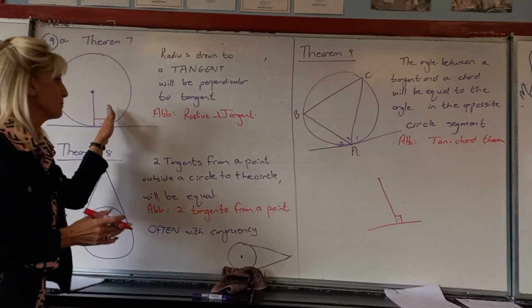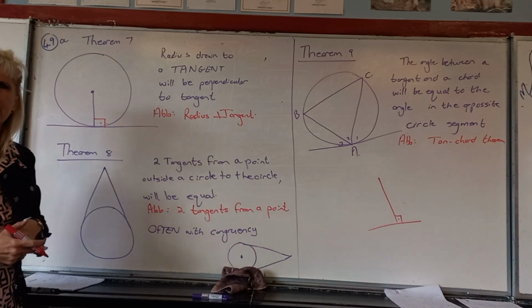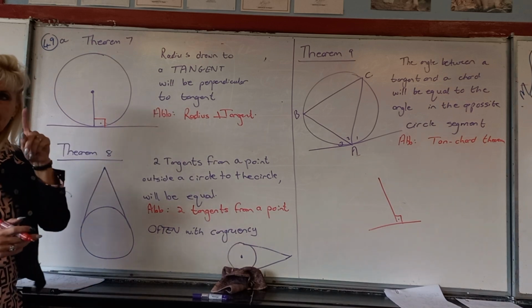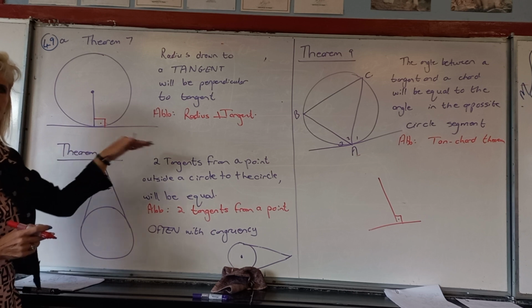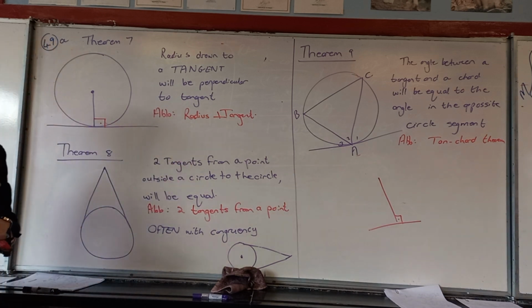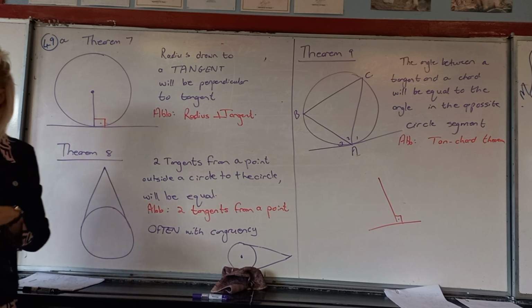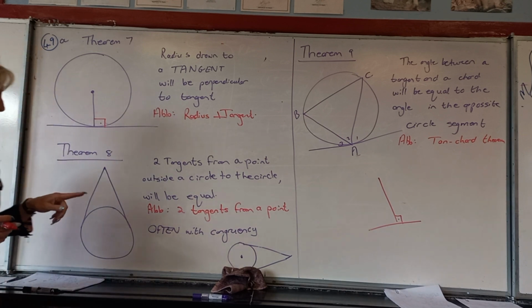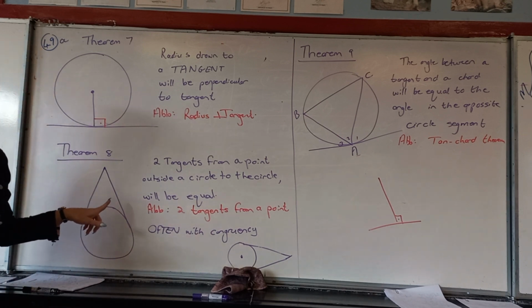Okay, but radius perpendicular to tangent. Will you be able to see that? Yes. I think so. But there has to be a radius. Then it will be 90. With the more difficult stuff, the converses will be there. That is Theorem 7. Theorem 8 is also about a tangent, but this time, there's two of them.